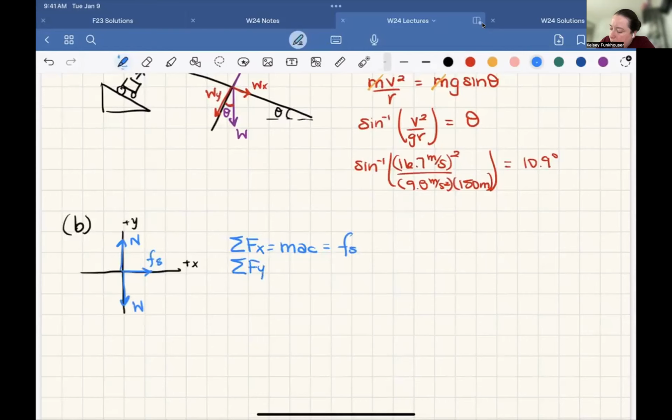And the sum of forces in Y, we're assuming a car isn't accelerating up or through the ground, so we can say it's 0. And that's the normal force minus the weight. That actually also tells us that the normal force is equal to the weight, which is equal to mass times gravity. And then a reminder: the equation for static friction is less than or equal to the coefficient times the normal force.